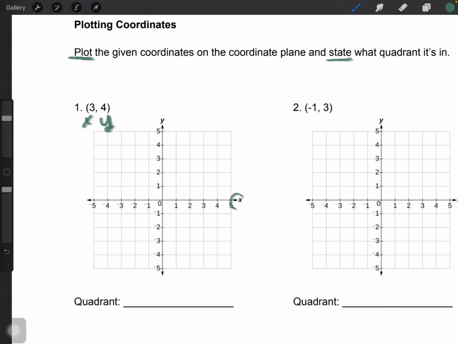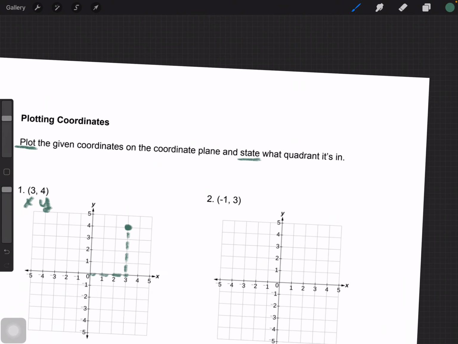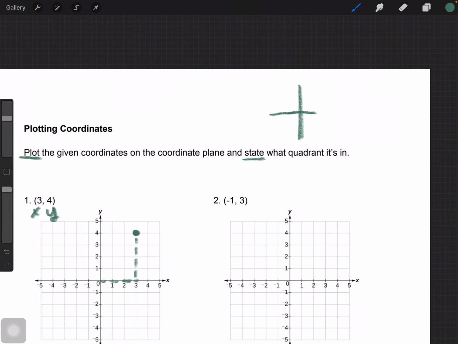Now we know x here is labeled to be this line, and y here is labeled to be this line. And so we start at the origin, right in the center here, and we want to go 3 to the right, and actually we'll draw dots instead, and 4 up. That's our point.